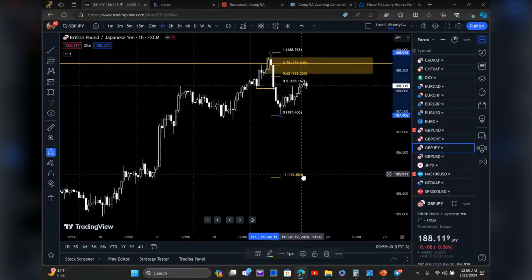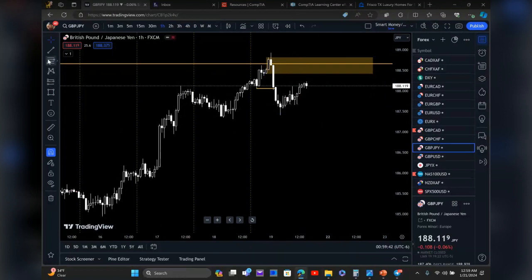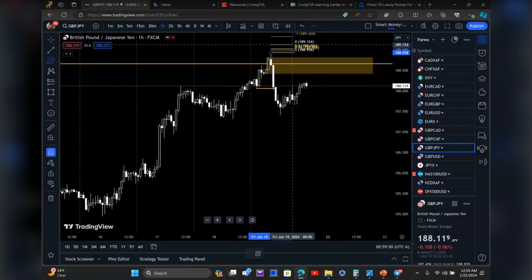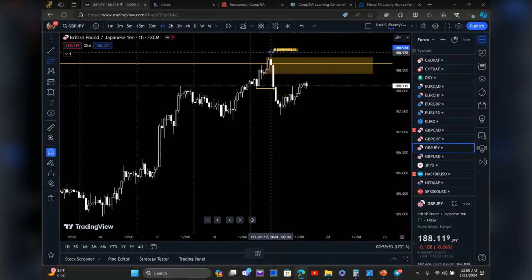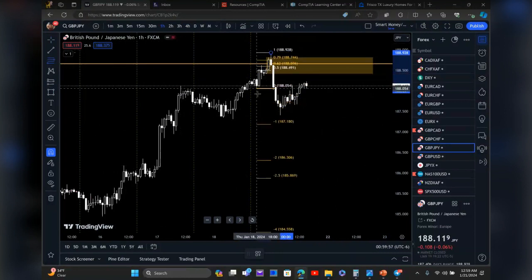Okay, so now what I'm going to look for is my potential price target. How do I do that? I add on my standard deviation fibs, the same Fibonacci settings, but I look at different fib levels. So I go from the part that took out liquidity here, that high, to this low that created it right here.